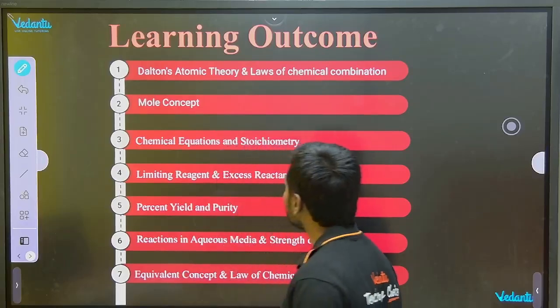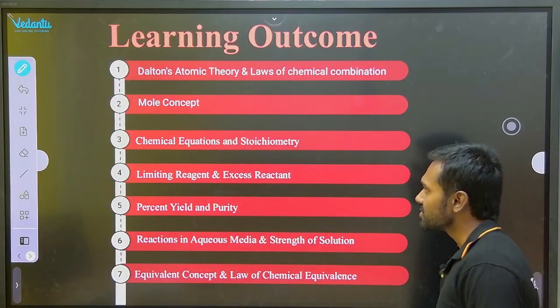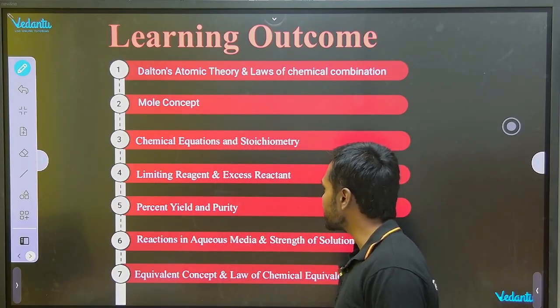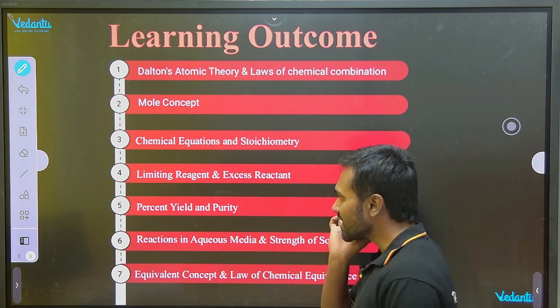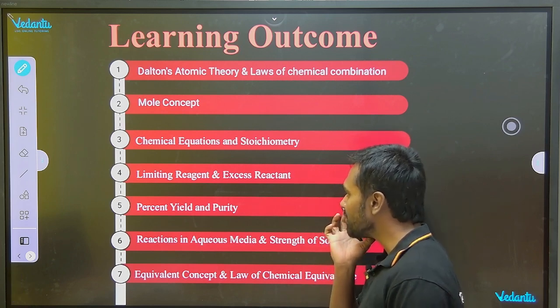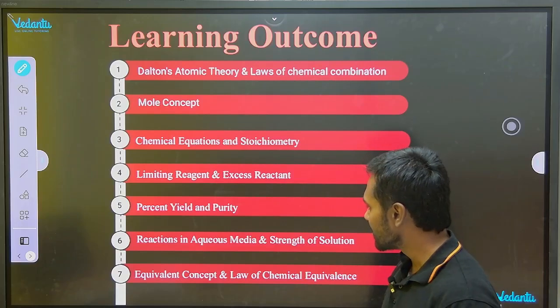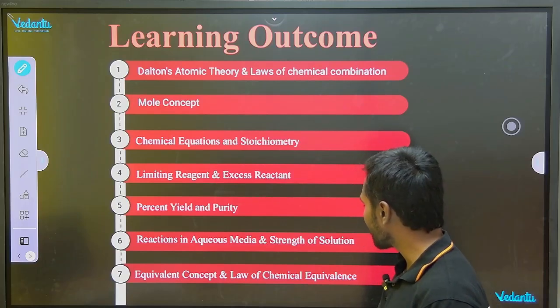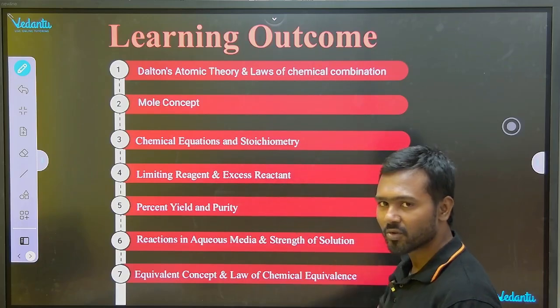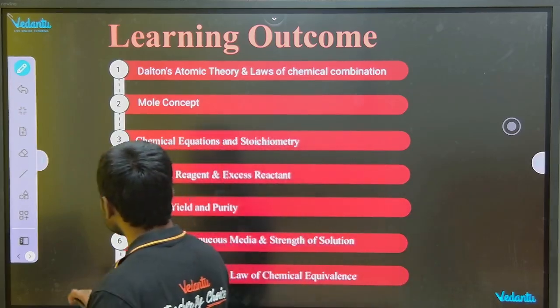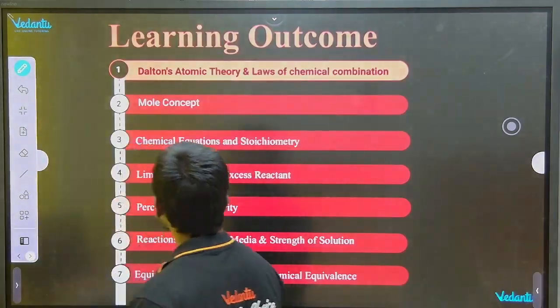So Dalton's atomic theory, laws of chemical combinations, mole concept, chemical equations and stoichiometry, limiting reagent and excess reagent, percentage yield and purity, reactions in aqueous media and strength of solution, and equivalent concept and law of chemical equivalence. So mainly we will focus on these. In that, first we will see one by one here.